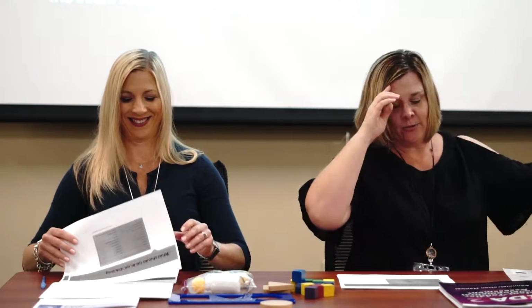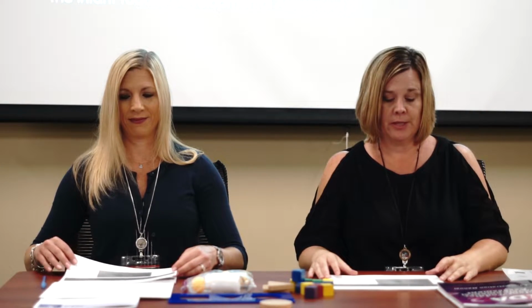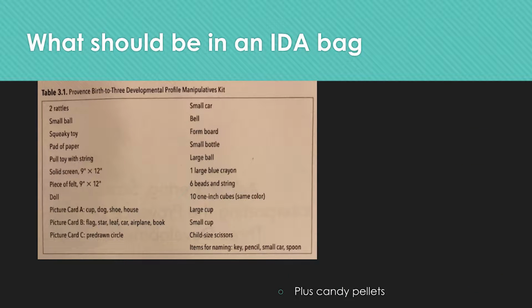So your IDA bag will look something like this. And it will have all sorts of toys. Every bag looks a little different, but what should be in each bag, I'm just going to read this real quick. I'm not going to spend a lot of time on it. We'll do more face-to-face with it as well. But there should be 2 rattles, 1 small ball, kind of like a tennis ball, 1 squeaky toy, usually it's a rubber ducky, some paper, a pull toy with a string, usually it's a little dog that you walk.